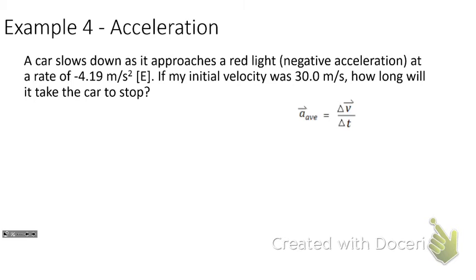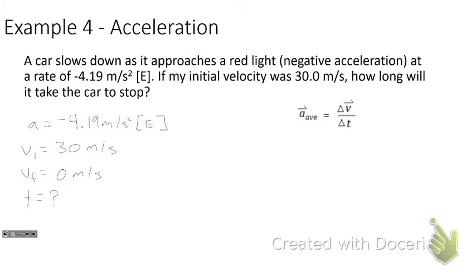Okay, example 4. A car is slowing down as it approaches a red light. So it's having negative acceleration, right? It's slowing down. So we know the rate at which it is accelerating. Acceleration is equal to negative 4.19 meters per second squared east. We know the initial velocity is 30 meters per second. Vf: the car is coming to a stop. What is my final velocity? 0. Okay? 0 is my final velocity. And I'm looking for the time.